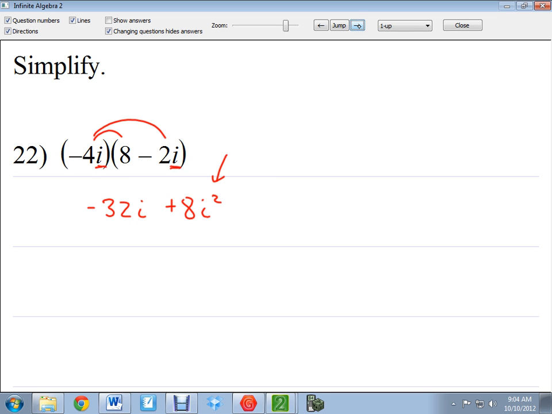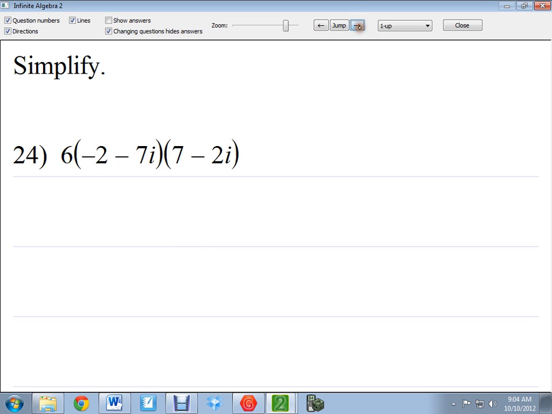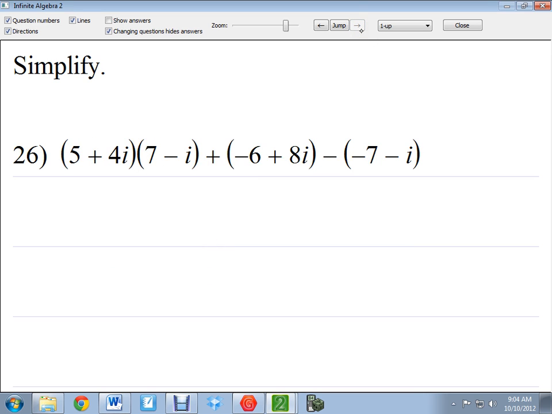But what was that i squared again from before? Well, we have a negative 32i plus 8 times i squared, which was negative 1. Well, 8 times negative 1 is minus 8, so this really says negative 8 minus 32i. I used the commutative property to switch the order around because I like to have my real number first before my imaginary number. Well, that's all well and good, but what if it's something more complicated, like that?